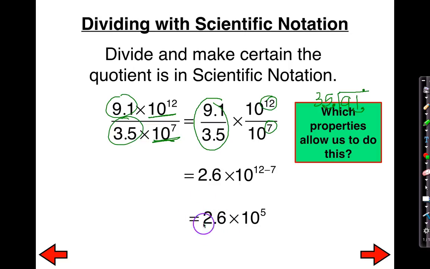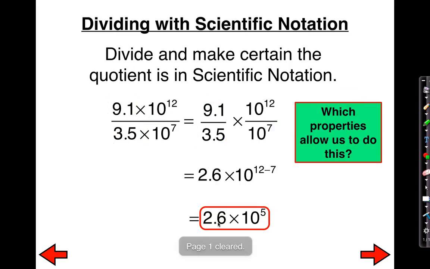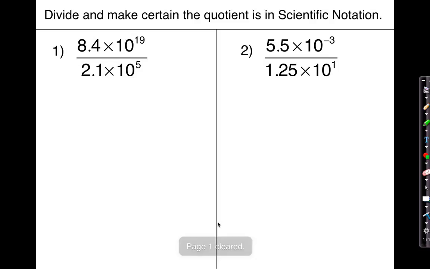Now we're going to check our coefficient. Does it fall in the range between 1 and 10? Absolutely. So this is going to be our final answer. So it's very similar to multiplying with scientific notation, except now instead of multiplying, we're going to be dividing this time. Okay. So now go ahead and try numbers 1 and 2 on your own and see how well you do.